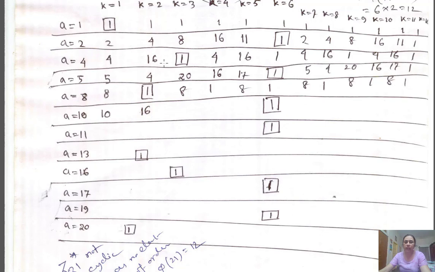So this way you can check that Z21 star is not cyclic because there exists no element in Z21 star with order phi(21). Means before reaching this power, it is giving you 1 before that. So for a equal to 2, the order is this one, k equal to 6. For a equal to 4, the order is 3, like that. Okay.